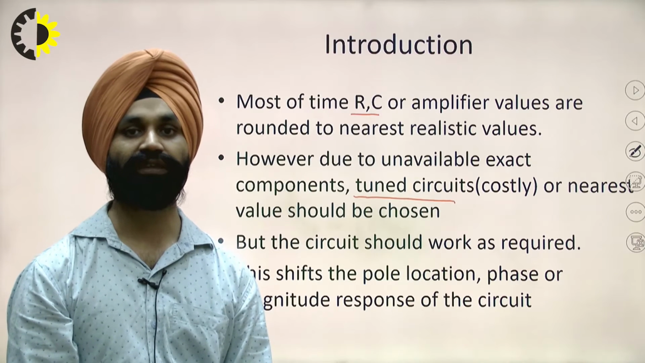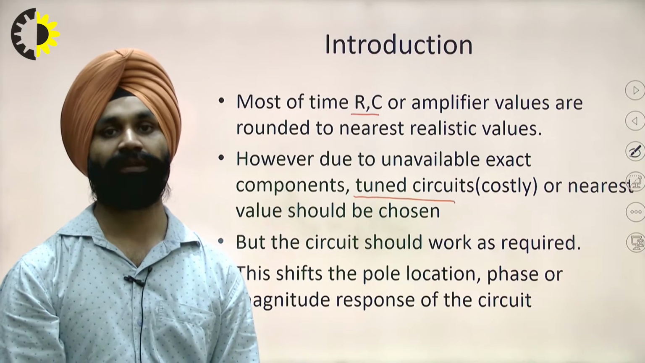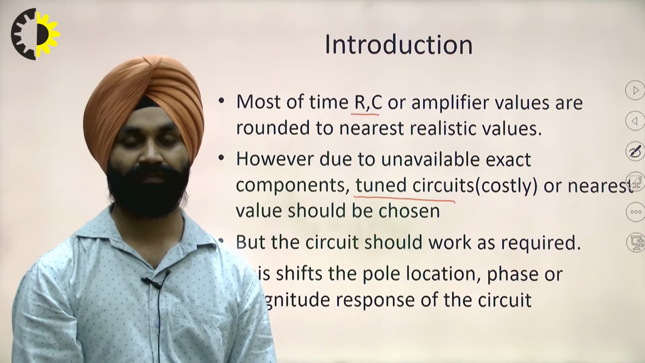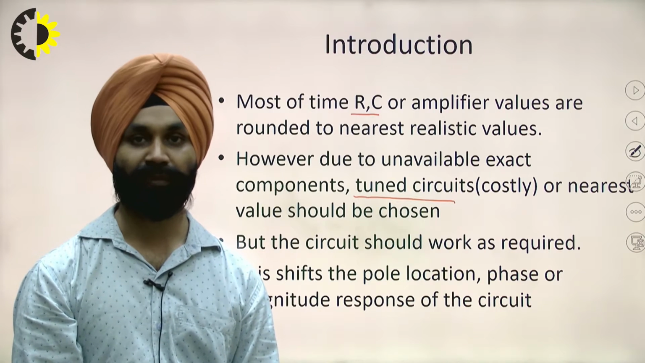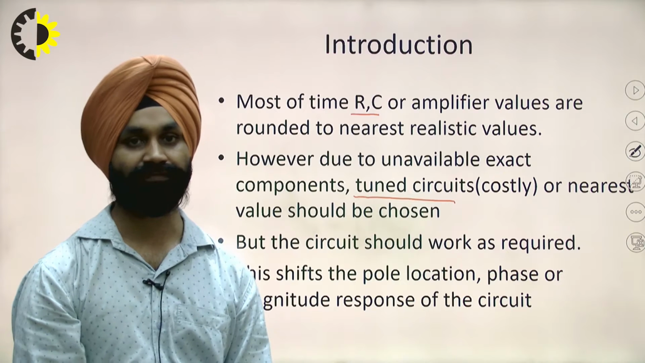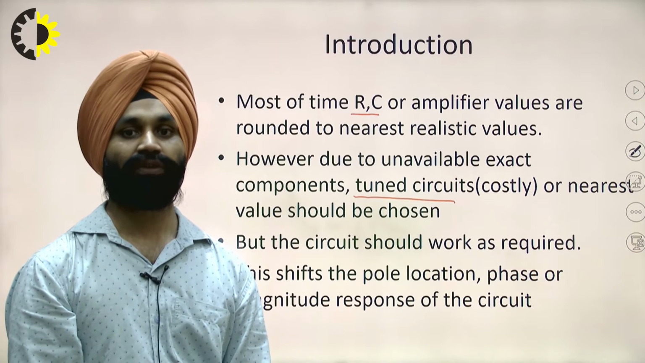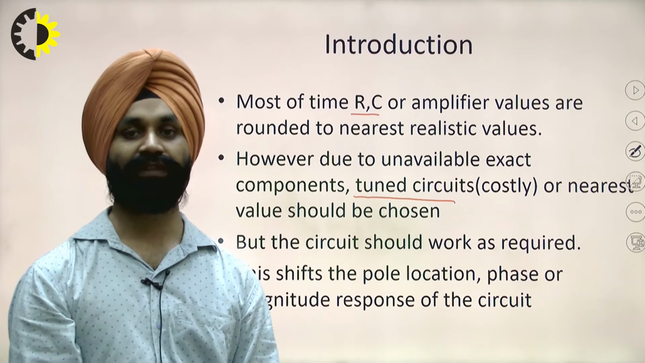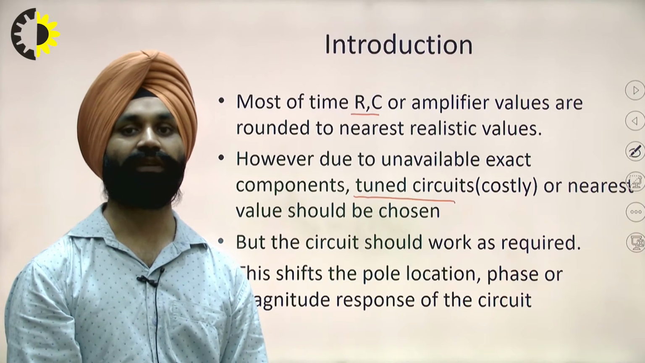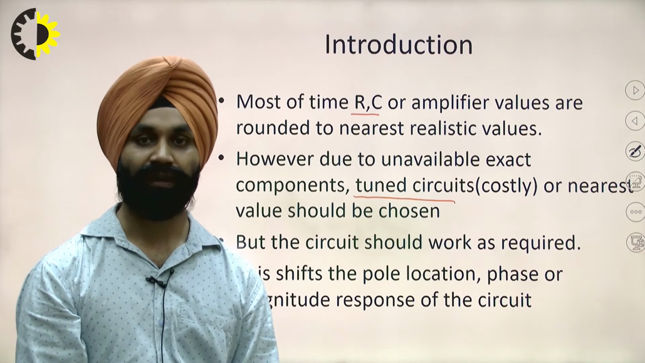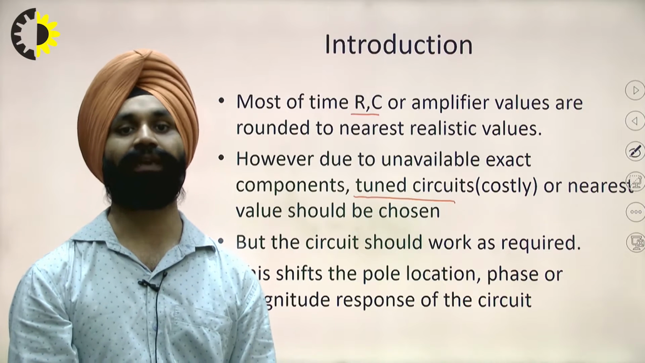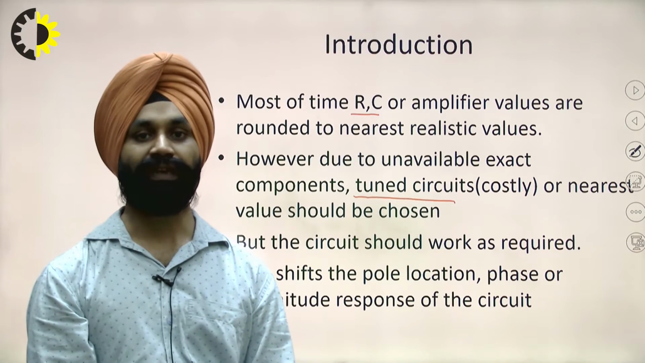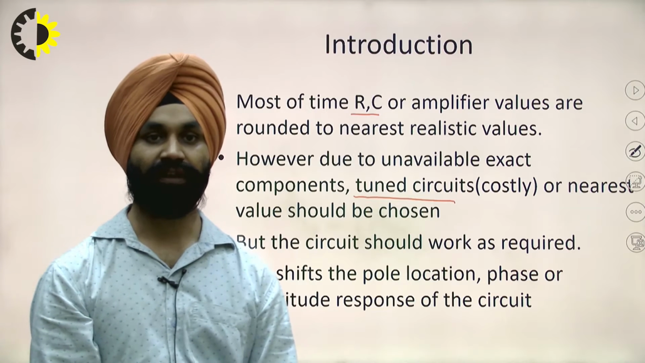These tuned circuits are again some op-amp and transconductance amplifier circuits, and they can give appropriate values, but they are costly. But at the end, we need to have a circuit which can work as per our requirement. That means omega naught and Q should be exactly as we want, or that can be tolerated to some value.